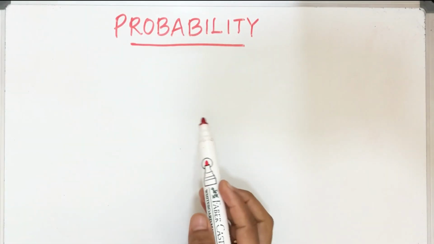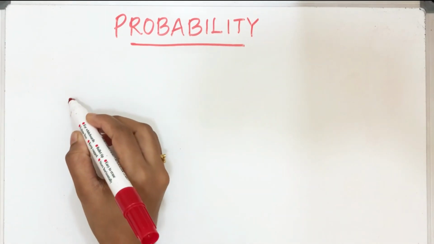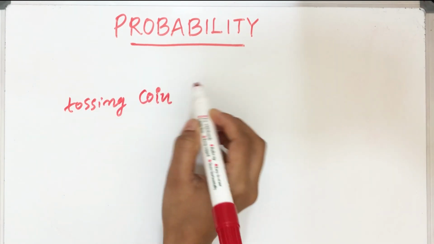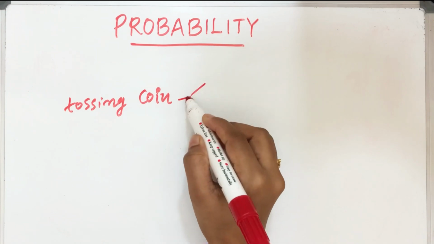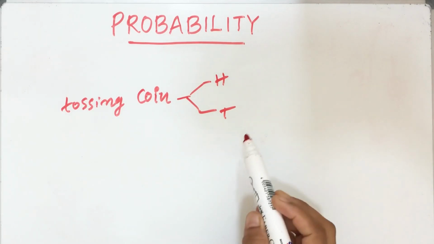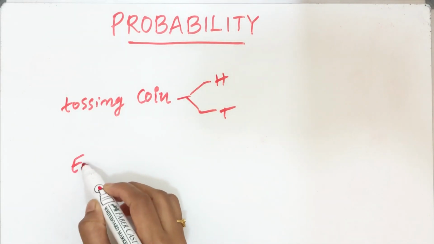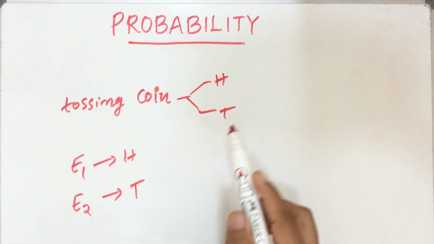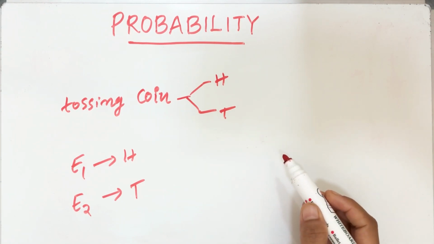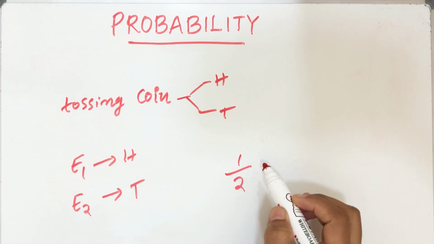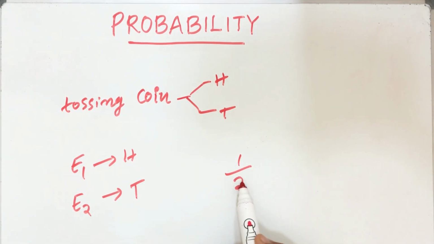To see the formula for finding probability, we can consider the example of tossing a fair coin or tossing an unbiased coin. We have seen this has two possible outcomes, that is either head or tail. Here we can say two events, E1, an event of getting head, and E2, an event of getting tail. Here we can say there is a 50-50 chance of getting head and getting tail. Or we can say the probability is 1 by 2. In each case, for getting a head or for getting a tail, the probability is 1 by 2.